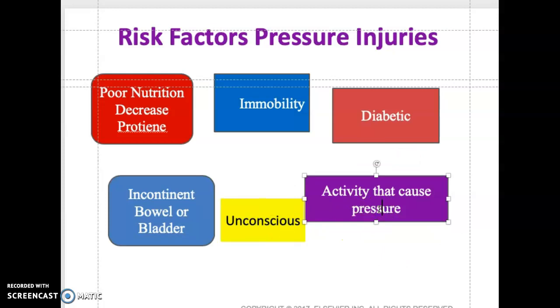Activity that causes pressure, such as the shearing force. Patients that are sliding down from bed or a chair, do not pull them. Lift them using a draw sheet to prevent shearing force.